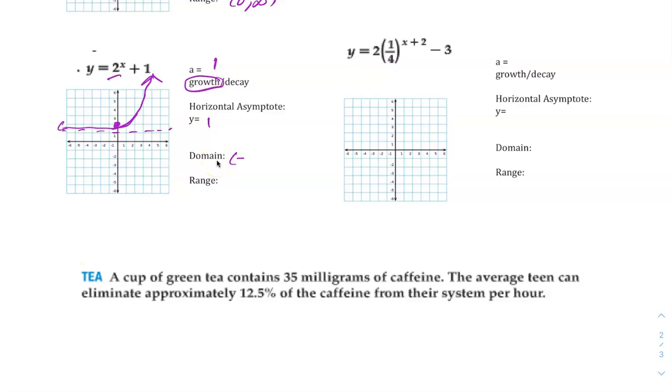Domain, negative infinity, positive infinity. And the range, lowest I see here is 1 to infinity. Last one with graphing. So we gotta follow this stuff.